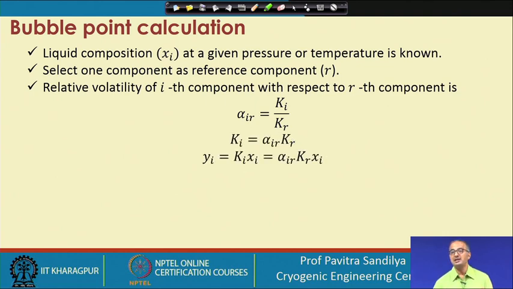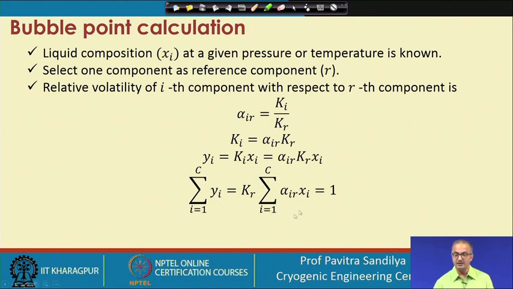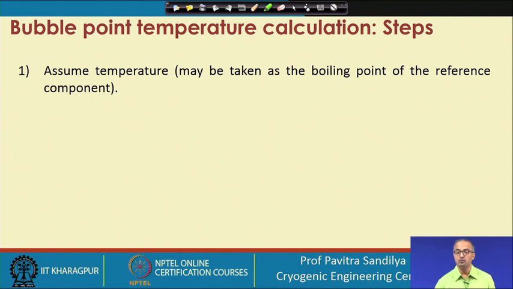Obviously, if R is also part of the mixture, alpha_RR will be equal to unity. Now here we find that Ki is equal to alpha_iR into Kr. So yi equal to Ki xi, that is the equilibrium relationship, and then we replace this Ki in terms of Kr and alpha_iR. So we take the summation as we did earlier for the bubble point calculation. After taking the summation, we obtain this particular equation, that is Kr times the summation of alpha_iR xi is equal to 1. Now to do this calculation of bubble point, these are the following steps.